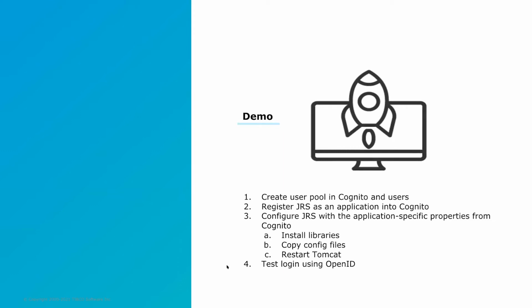Yep. So let's get a little bit into the demo. Here's the high level steps of what we're going to do. We're going to create a user pool and a user in Cognito. We're going to register JRS as an application with Cognito, and then we're going to configure JRS with the specific properties from Cognito, install some libraries, copy in the config file, restart Tomcat, and run some tests.